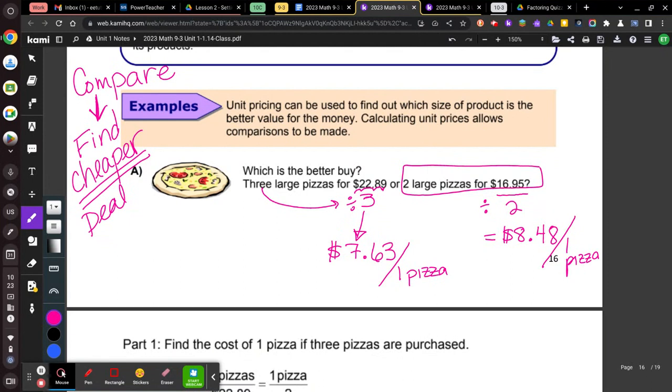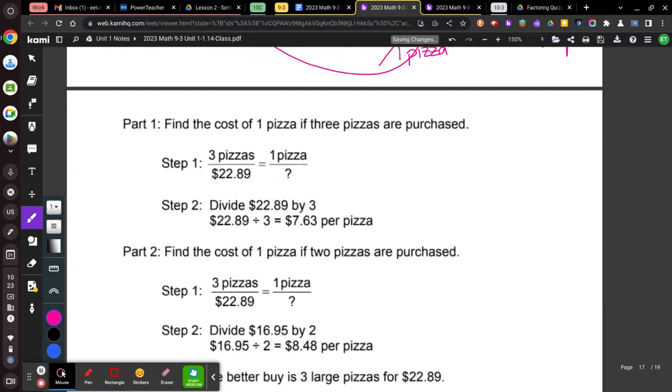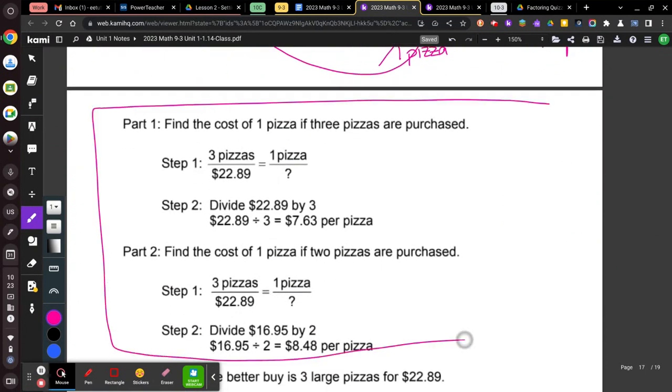So once we get both of the dividing done, we take a look and see which one has the smaller number, which one is cheaper. $7 is cheaper than $8, so we would go for the 3 pizza deal. This one is the cheaper deal. That's what we're always trying to find, which is the better deal. They showed you all of the steps for each of them.